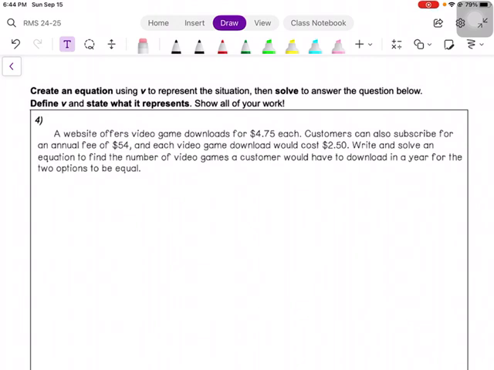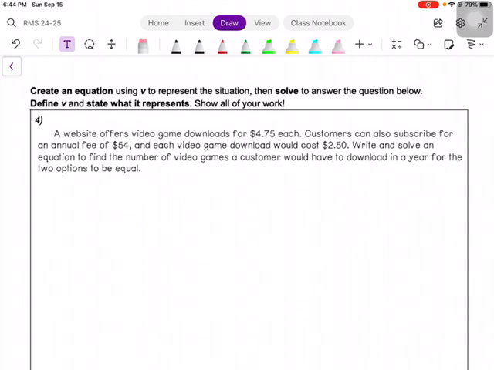Okay. It says create an equation using V to represent the situation, solve to answer the question below, also define V and state what it represents. So this is what I told a lot of you to start with by telling me what V means within the problem. So let's read the problem. A website offers video game downloads for $4.75 each. Customers can also subscribe for an annual fee of $54, and then each video game will be just $2.50 each.